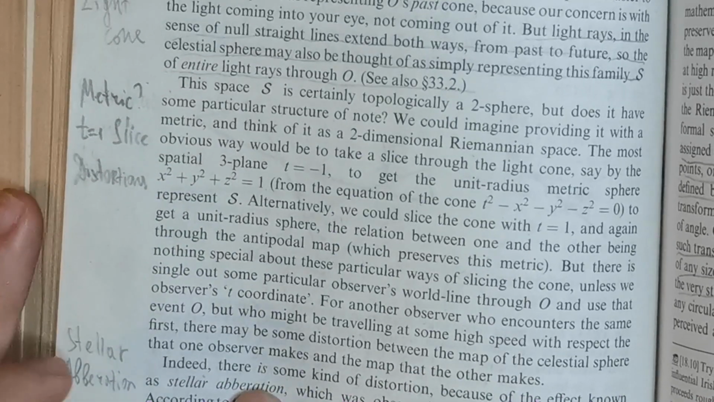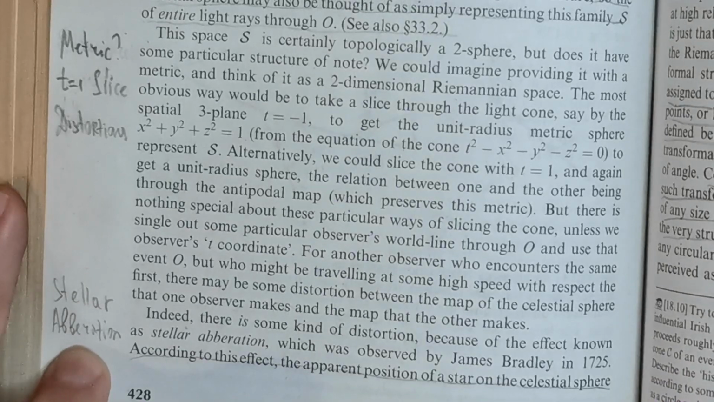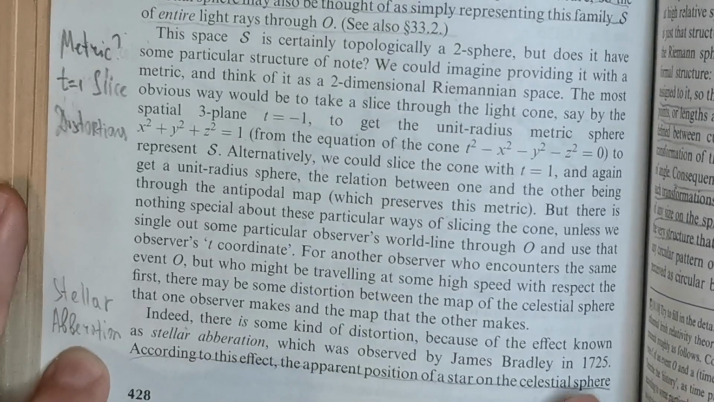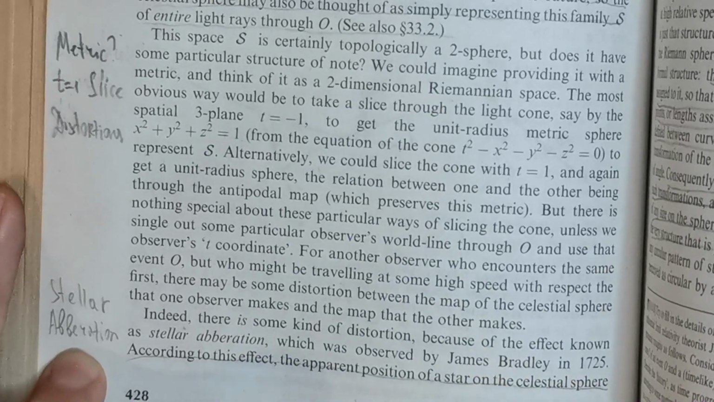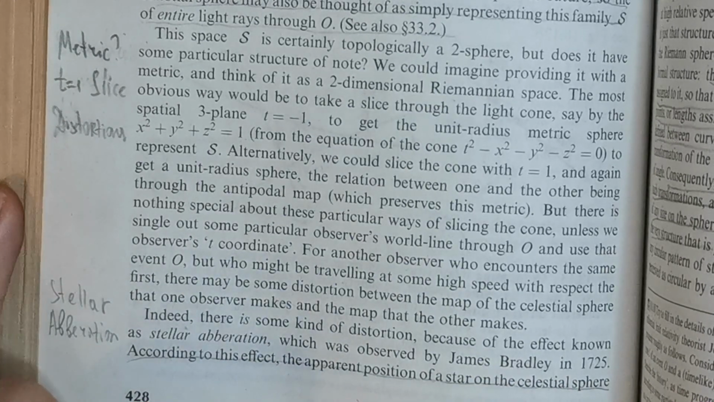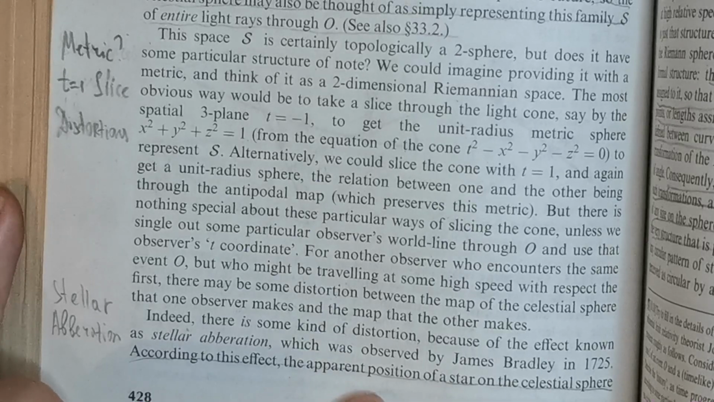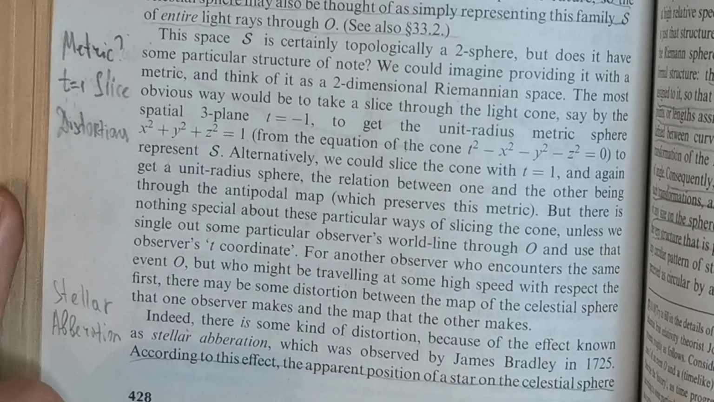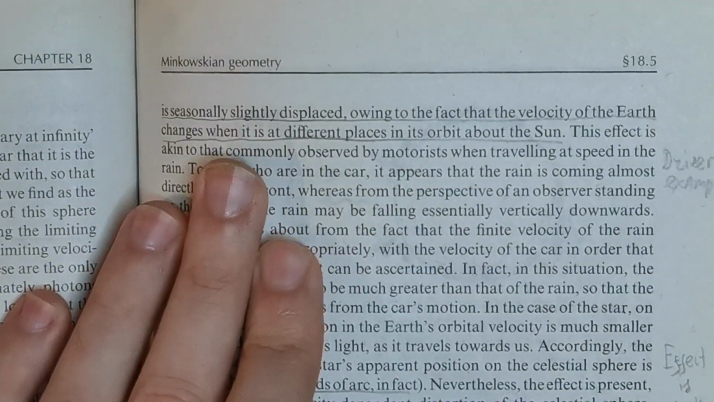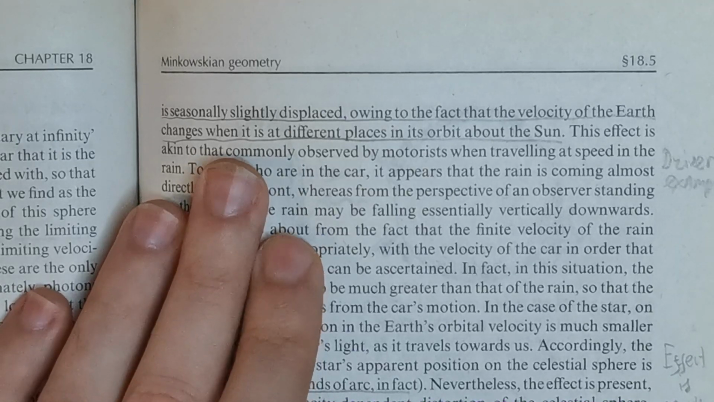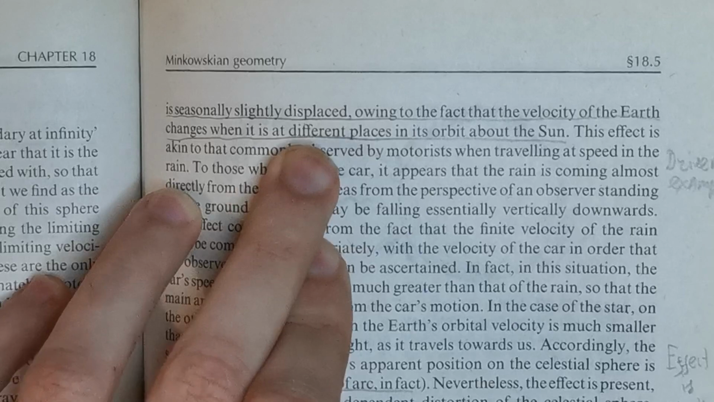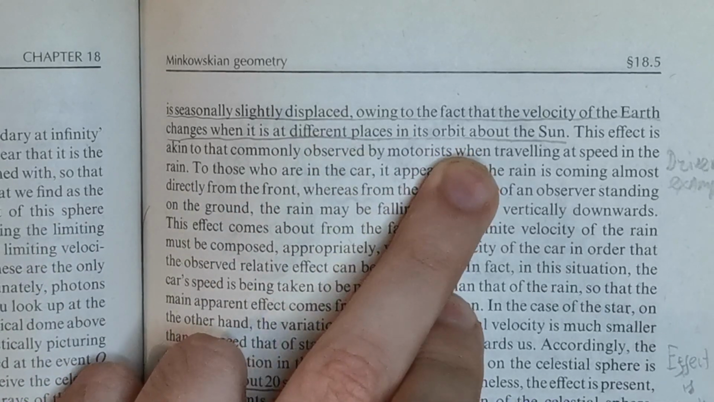Yeah, and he says that it was already known in the 18th century and was observed by James Bradley and called stellar aberration. According to this effect, the apparent position of a star on the celestial sphere is seasonally slightly displaced, owing to the fact that the velocity of the Earth changes when it is at different places in its orbit about the Sun.